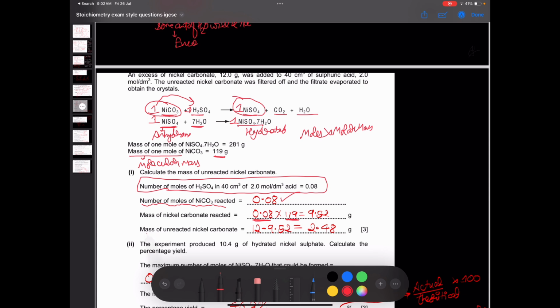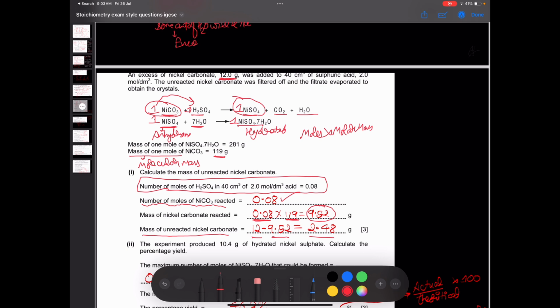Then they are asking us the mass of unreacted nickel carbonate. See, how much is reacted? 9.52 grams. And how much is given in the question? See, it's written here 12 grams. So how much is remaining? 12 minus 9.52, which gives us 2.48 grams.